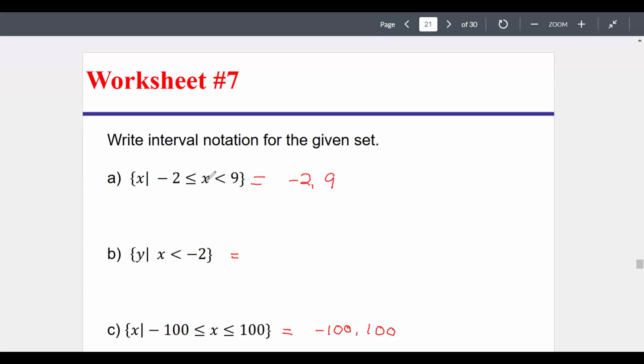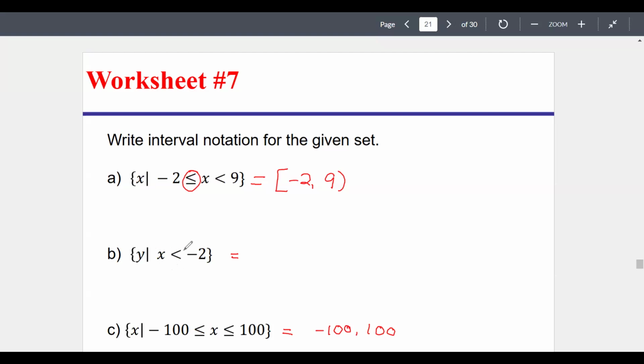Right, so for A, x is between -2 and 9. -2 is the smallest, so it goes first. 9 is largest, it goes second. We see at the -2, we have a less than or equal to, so we use a bracket at -2. On the side with the 9, we see a less than sign, so we use a parenthesis. So -2 less than or equal to x, which is less than 9, is the same thing as saying bracket -2 comma 9 parentheses.